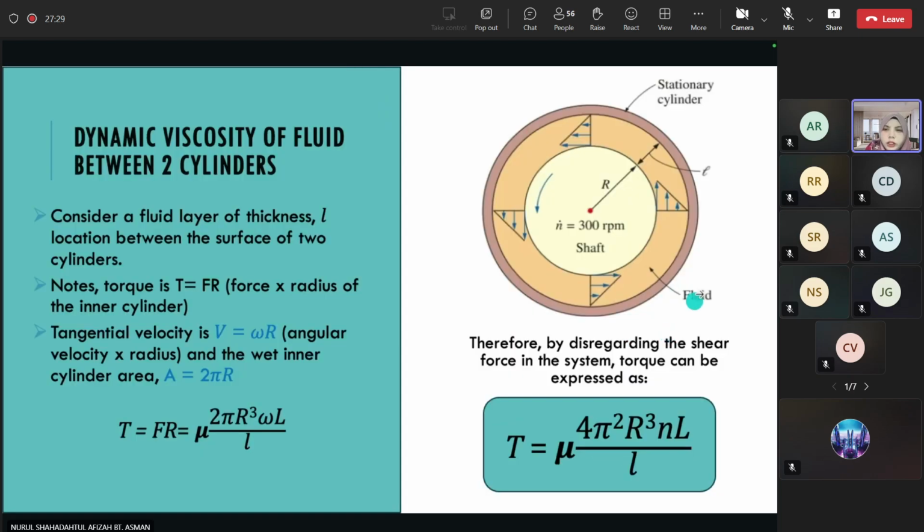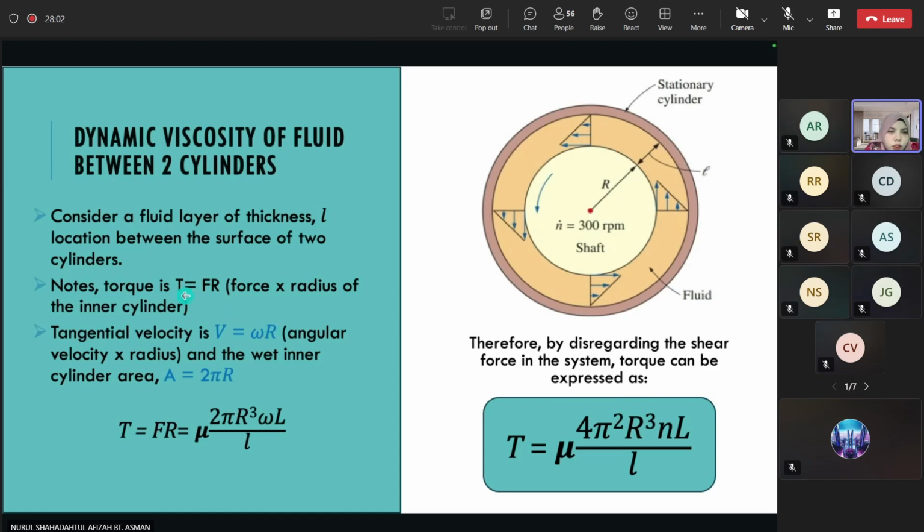So this is the example of dynamic viscosity of fluid between two cylinders. In this example, consider a fluid layer of thickness L located between the surfaces of two cylinders. So this is the length, the distance between the two cylinders.